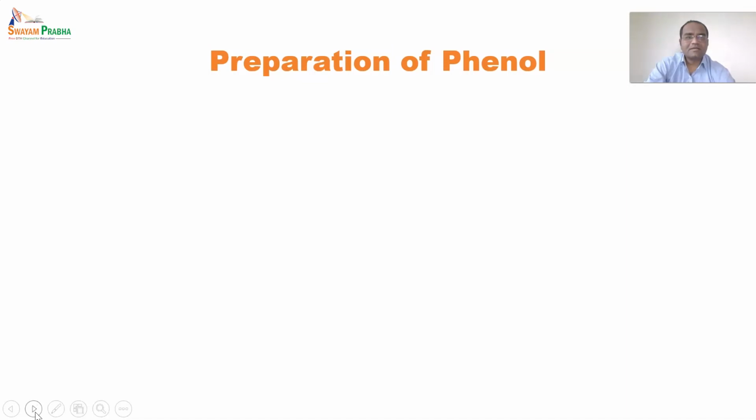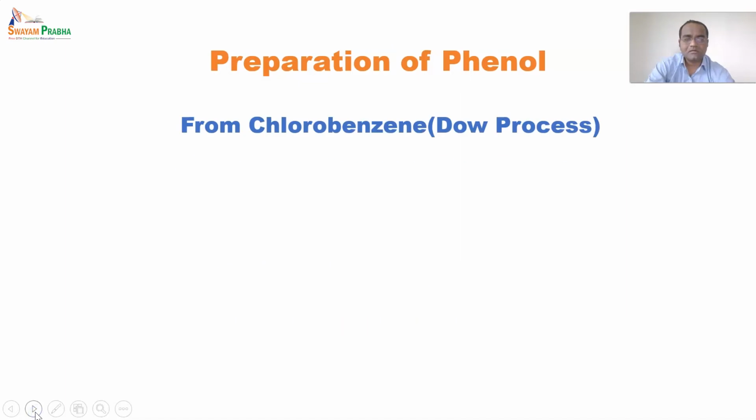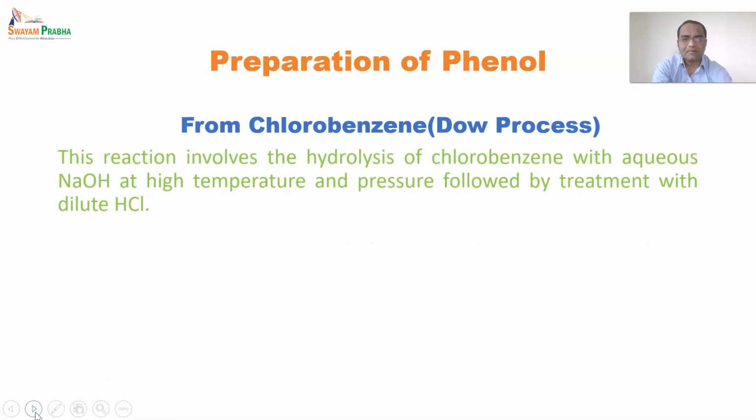Now next part, that is preparation of phenols. So the first process, that is the Dow process, and it is from chlorobenzene. So phenols can be prepared from chlorobenzene. In this reaction, hydrolysis of chlorobenzene with aqueous sodium hydroxide at high temperature and pressure, followed by treatment with dilute HCl.